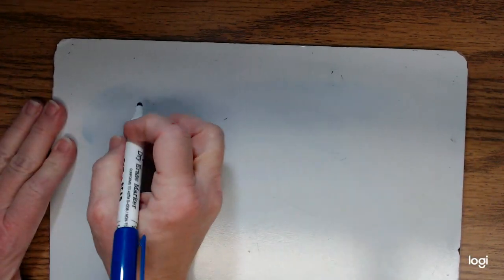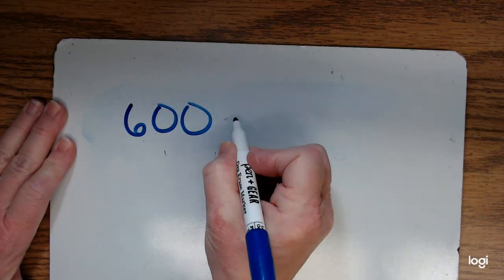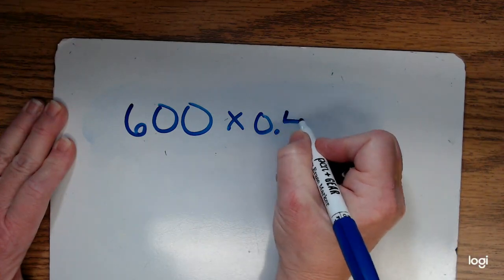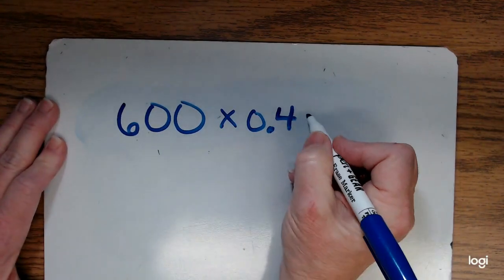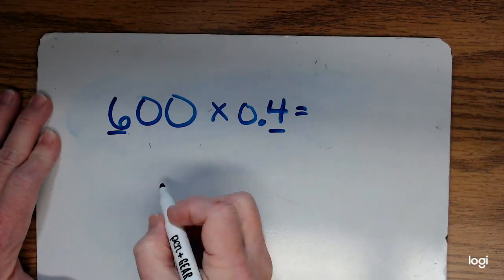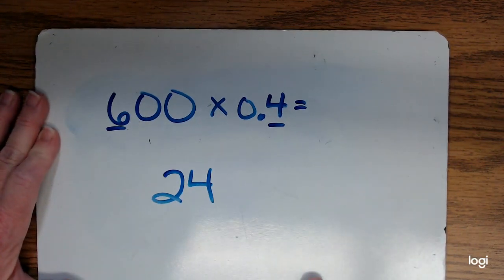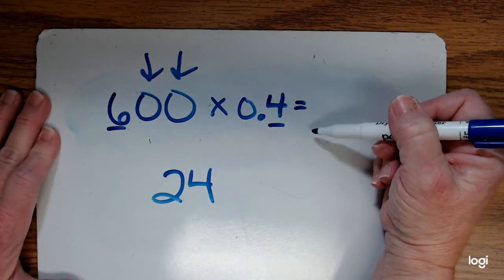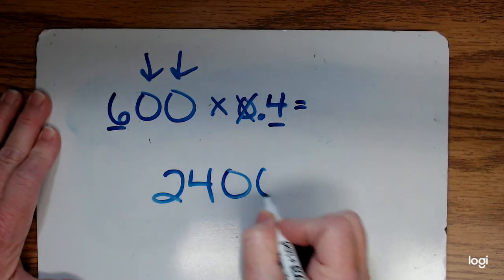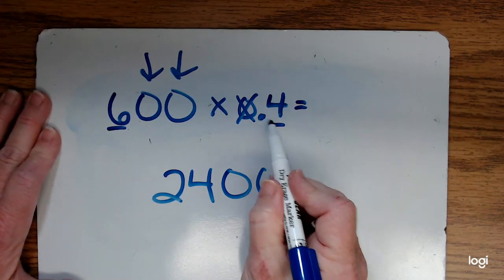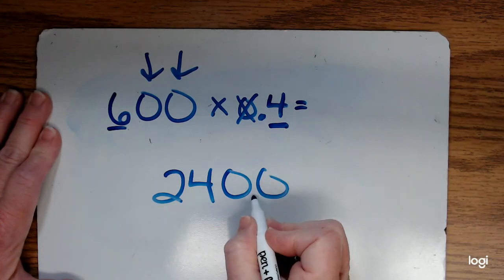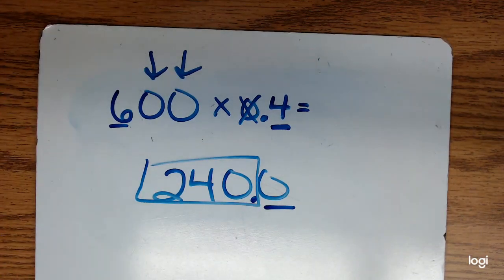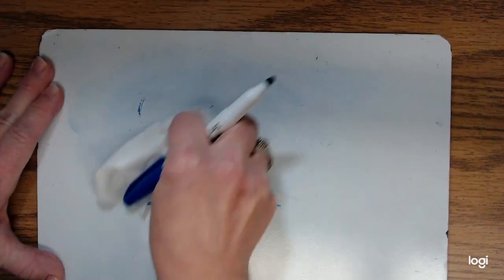So for example, if I gave you 600 times 0.4. Okay, well, let's take this and we're going to multiply 6 times 4. That's 24. How many zeros do we see here? Here's 1, 2. This 0 is not after the 4, so it doesn't count. So we're going to add 2 zeros. I notice that I have 1 decimal spot here, and so I need to have 1 decimal spot here. So my answer is actually 240.